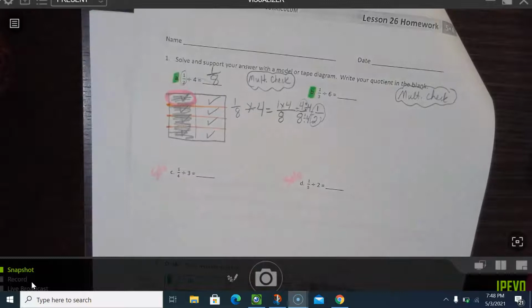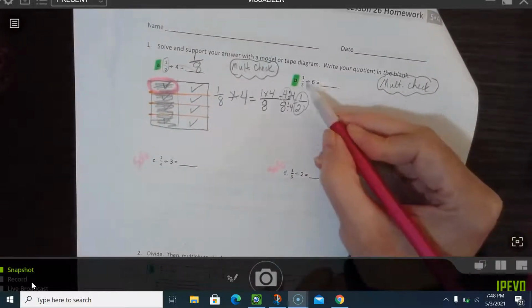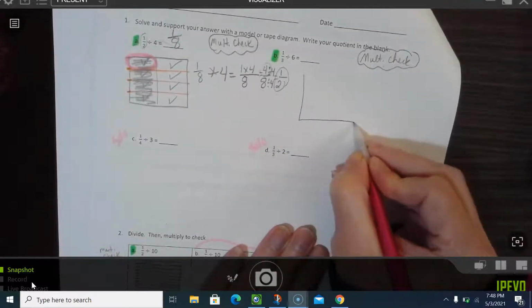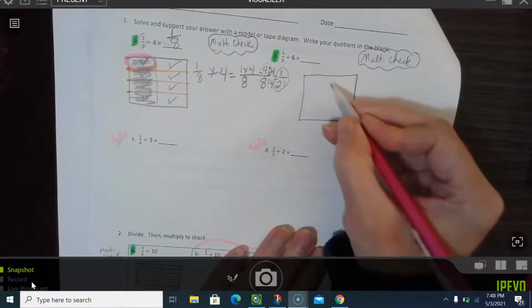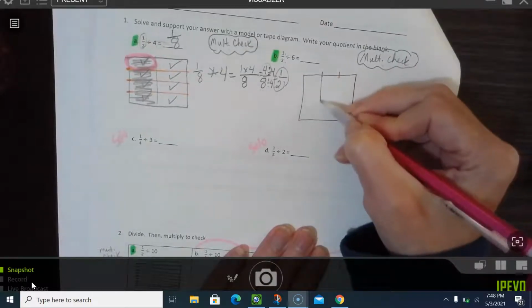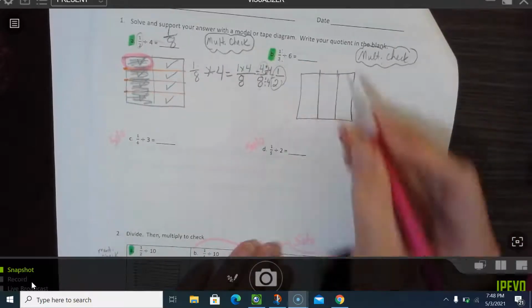Okay, beautiful job. Let's move on to the next example that we have, 1/3 divided by 6. So I'm going to start out by making my area model. Go ahead and draw your area box. And then 1/3, so I need to partition this into 3 parts vertically. And then I'm going to shade 1 out of 3.